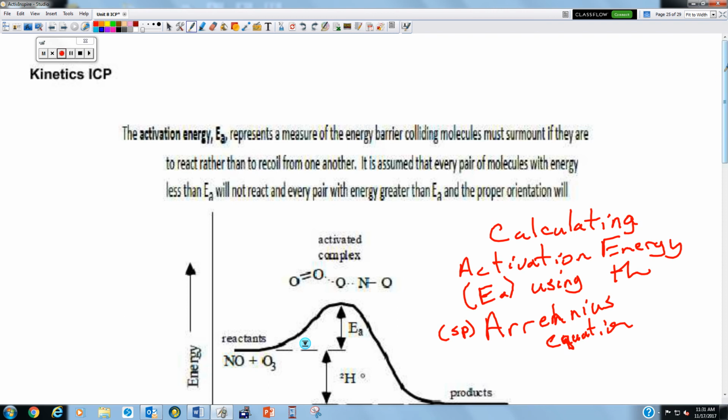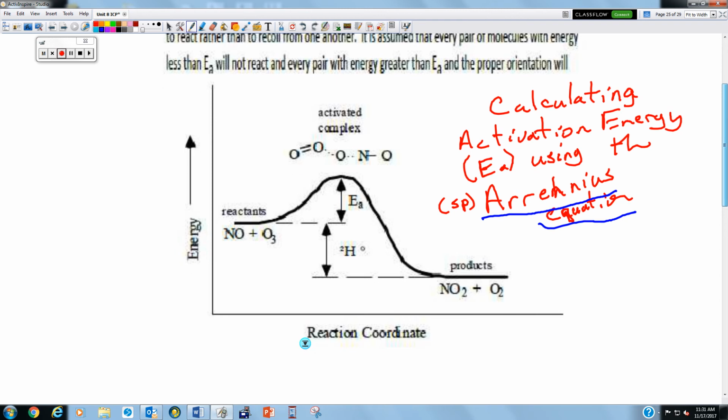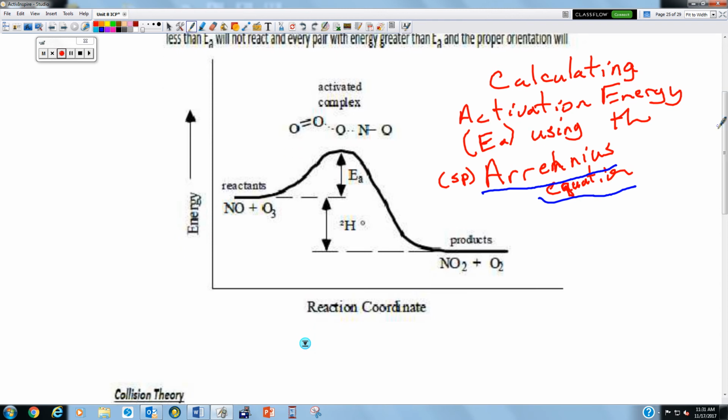Now let's talk about calculating activation energy using the Arrhenius equation. We are used to seeing these potential energy diagrams, and in a potential energy diagram we can see what the activation energy is. But if you don't have this, there are other ways that we can calculate it. But we know that we start off with our reactants. It overcomes activation energy.